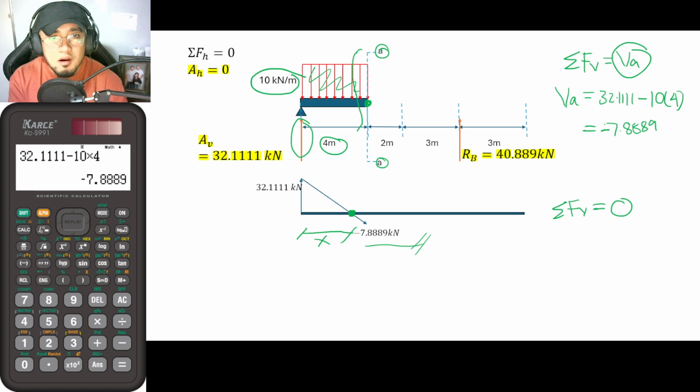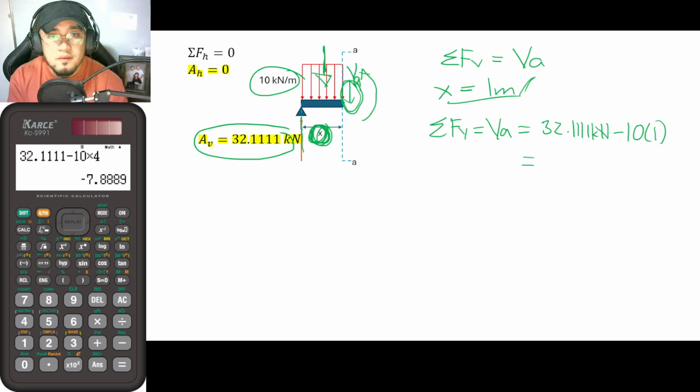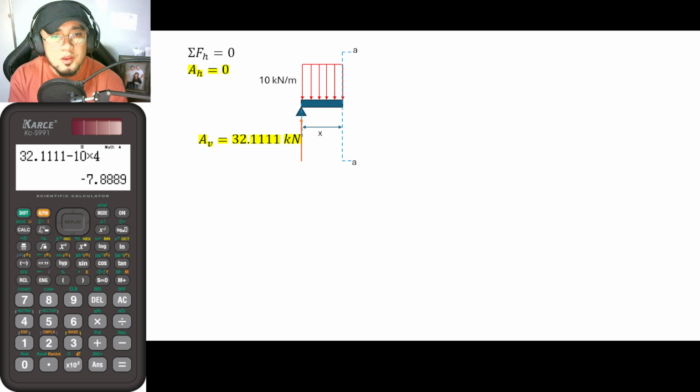So meaning, rewriting our equation, what is now the shear force? Let me just go back to our previous slide. Suppose that this was our section, and you want to know what is the location if V is equal to 0. So let's say that the shear here is exactly equal to 0. Okay? So that is summation of forces vertical is equal to 0.